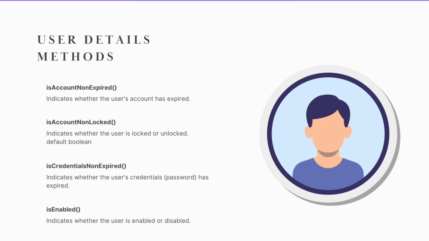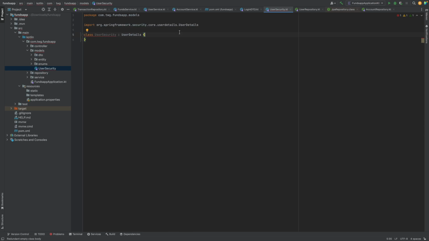We can check if an account is expired. We can check if an account is locked. Are the credentials expired? Is it even enabled? These are all the additional methods that user details provide straight out of the box from Spring Security. Now, because we're inheriting from user details, we do have to go in and override some of the methods from user details and pass in some values.